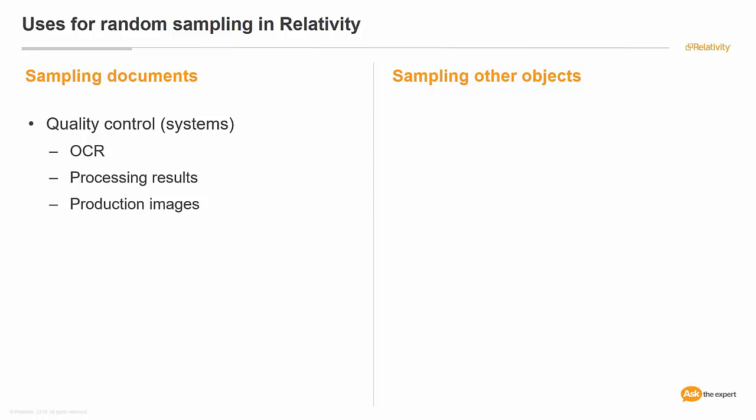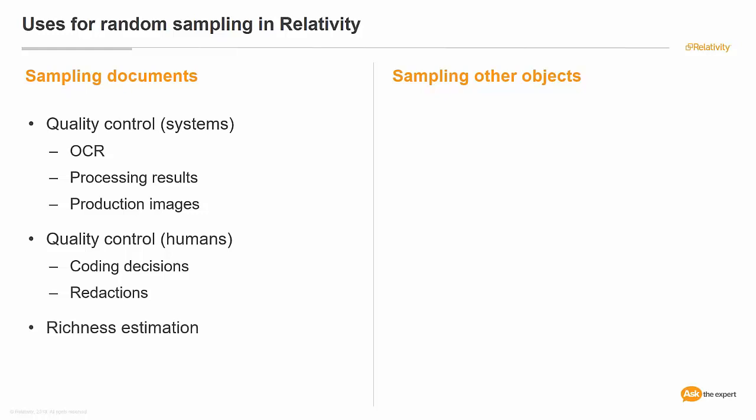We might want to QC the systems like the OCR or the processing or the production images. So there are software systems, they do some work, and we want to see if those systems are working as expected. There also might be people involved. So humans are coding documents, humans are redacting documents. We want to QC those coding decisions or those redactions.